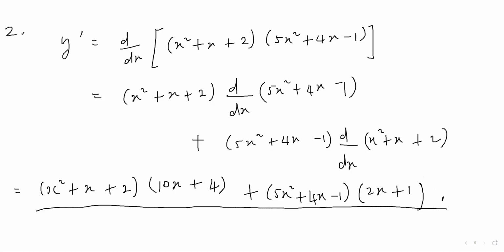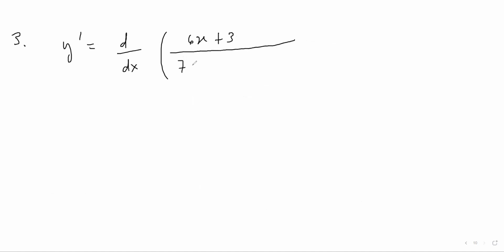Okay. All right. Now we're going to go to the next one and calculate the derivative of this quotient, which is number 3. We're going to calculate the derivative of the quotient that they give us. So y prime in this case is the derivative with respect to x of 6x plus 3 divided by 7x squared plus 2x plus 3.